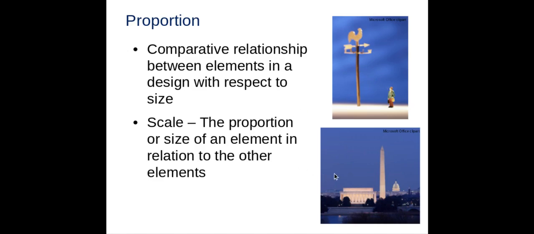The scale is the proportion or size of an element in relation to the other elements. In this image at the bottom, we have the Lincoln Memorial and the Capitol on either side of the Washington Monument. You can see the Washington Monument looks very, very tall and thin, much taller, but yet not as important, let's say, as the Lincoln Memorial in this particular image. Certainly, the Capitol is much smaller, a much more minor detail, much smaller in terms of scale.